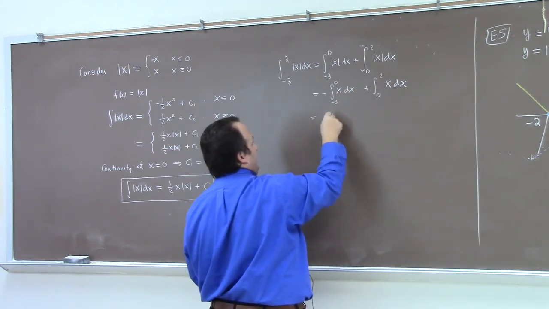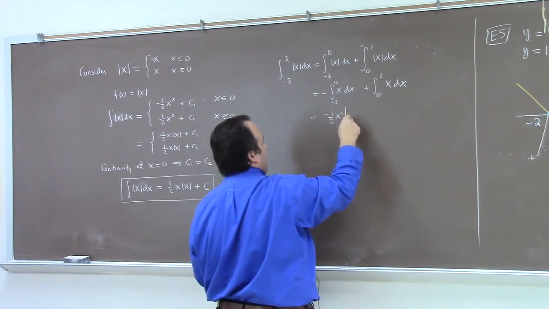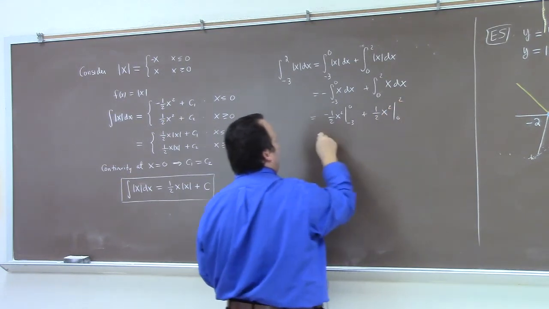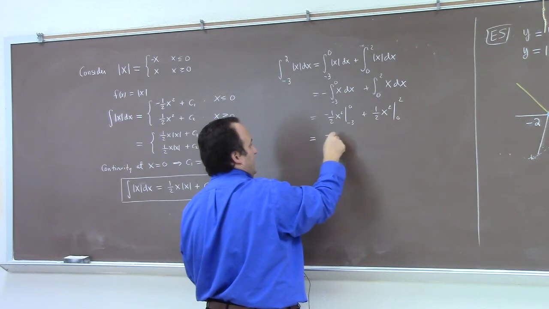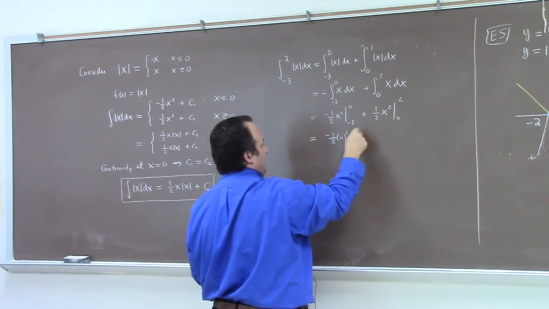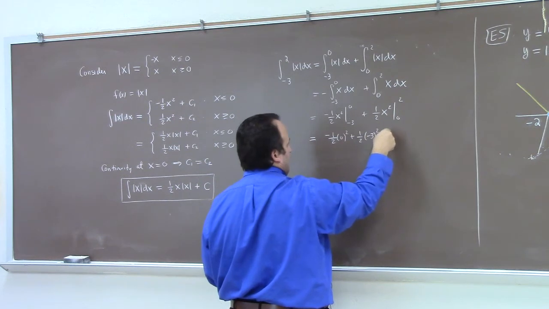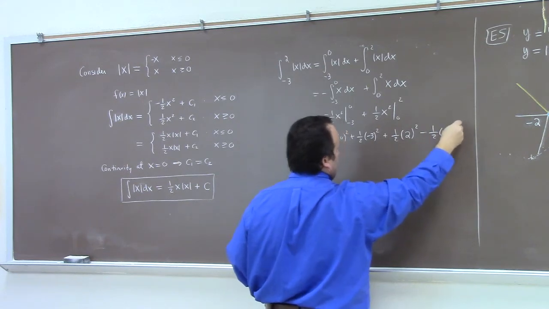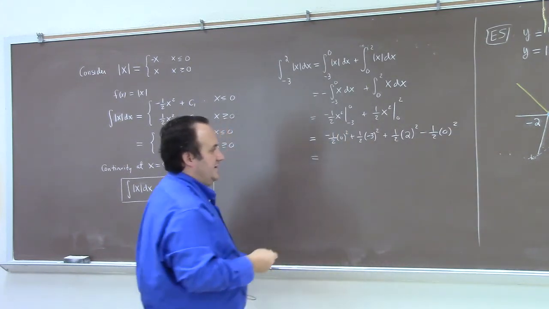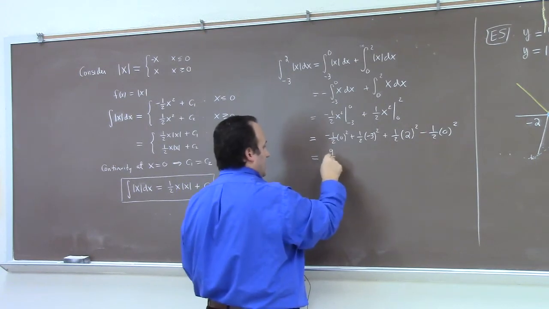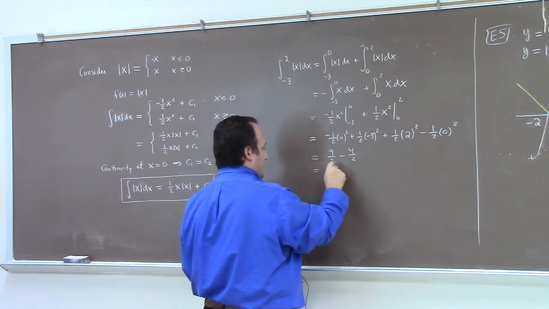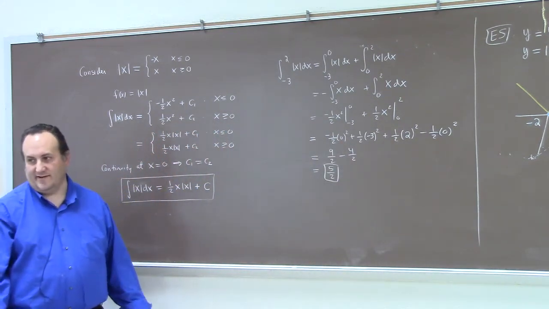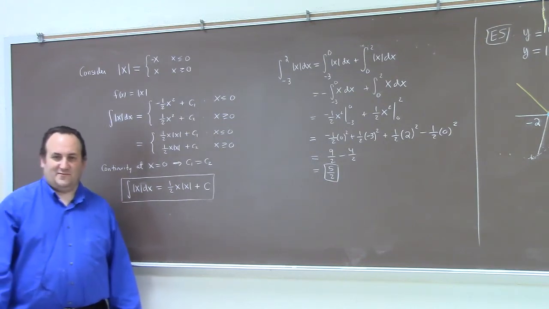And so you get minus 1/2 x squared evaluated from minus 3 to 0, plus 1/2 x squared evaluated from 0 to 2, which of course is minus 1/2 of 0 squared plus 1/2 of minus 3 squared plus 1/2 of 2 squared minus 1/2 of 0 squared, which apparently is 9/2 plus 4/2, also known as 13/2, which is kind of a pain, right? Let's take my new formula out for a spin.